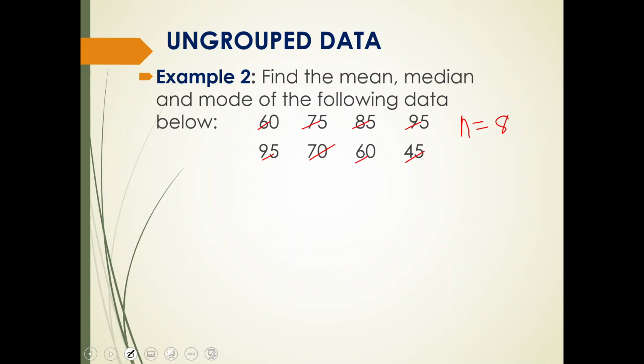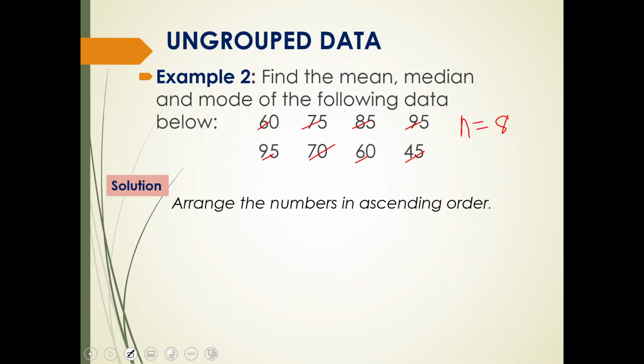Okay, let's find the mean. But before we find the mean, let us arrange the data first in ascending order. Okay, so we get 45. Okay, it's there.